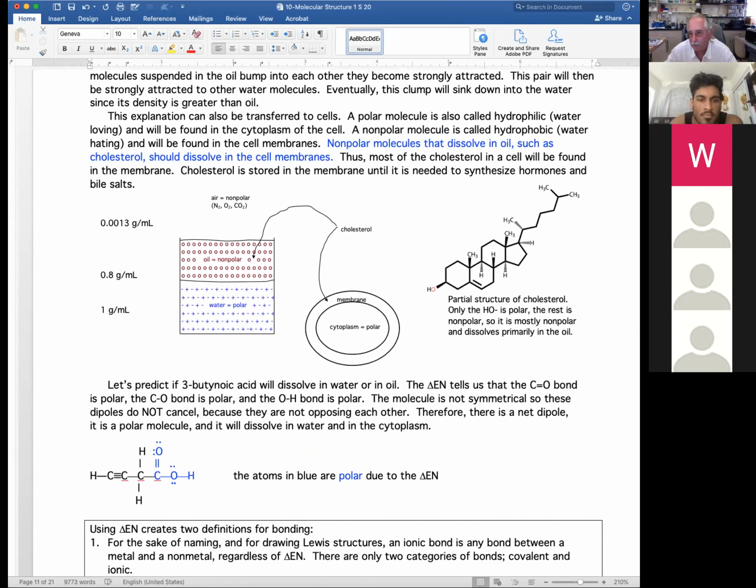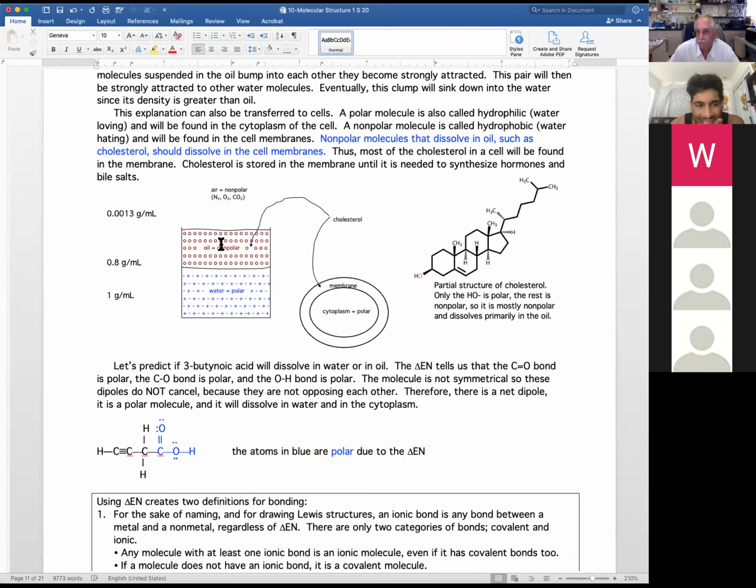So here's water and here's oil. You know that oil and water don't mix. Well, now we're going to try to understand that. Water molecules, we said, were polar. They're like a whole bunch of little magnets, and they're all stuck to each other, right? Oil are non-polar molecules, and they're not attracted to each other because they're not like little magnets.